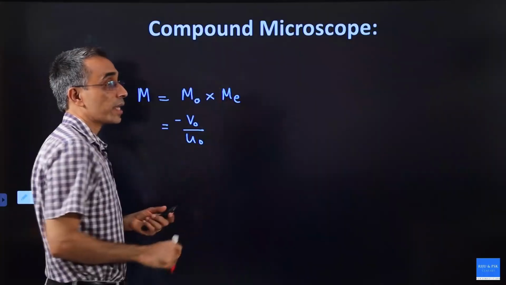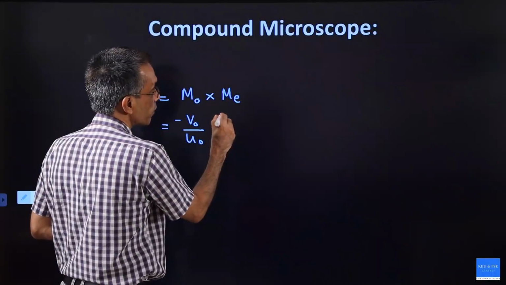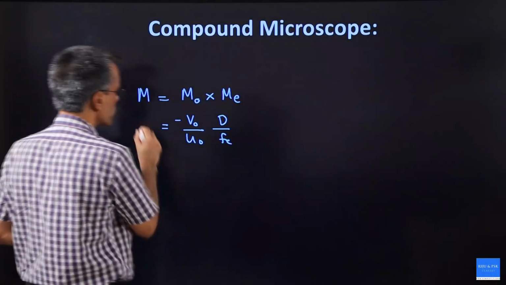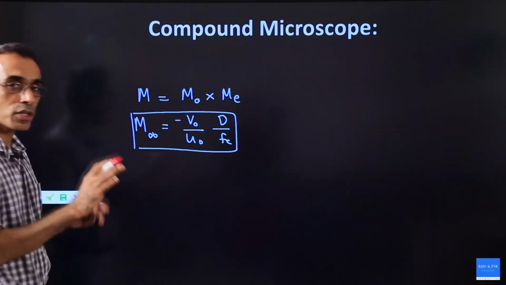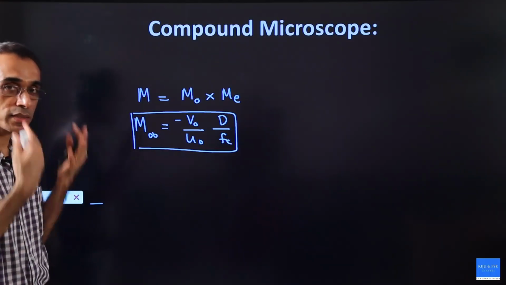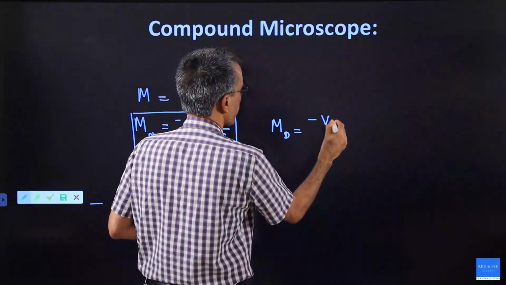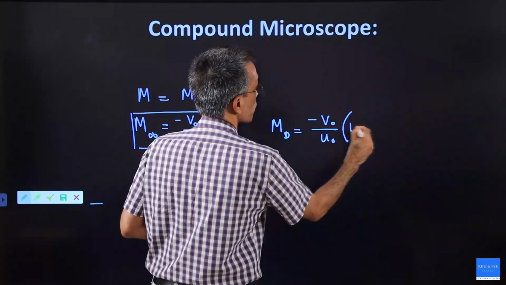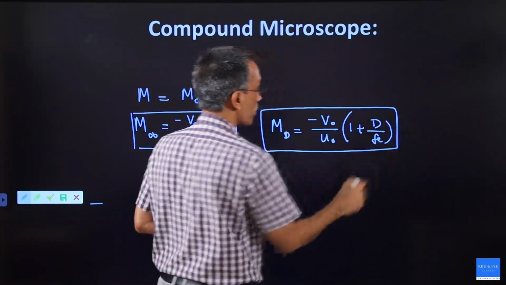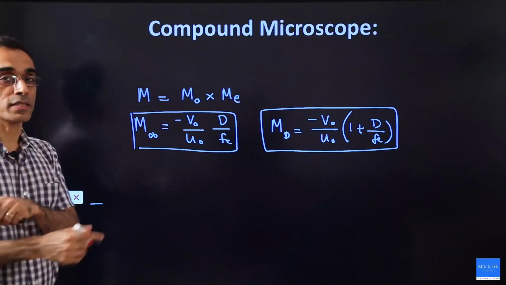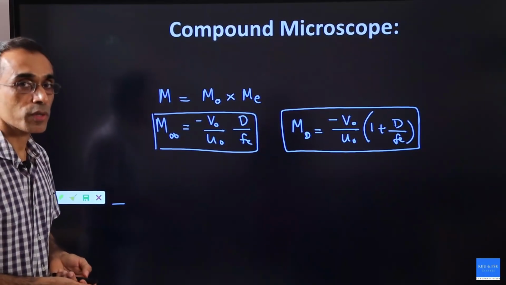Now what is the magnification of the eye lens? For the final image at infinity, it is given by D by FE. So this is the magnification at infinity for a compound microscope, which is generally not used, because in a microscope we want the image to be large. If the final image is at D, then the magnification is given by minus VO by UO into 1 plus D by FE. In the MCQ session, we will do problems based on these two conditions, because it is there in NCERT. So these are the two different equations for magnification in a compound microscope.